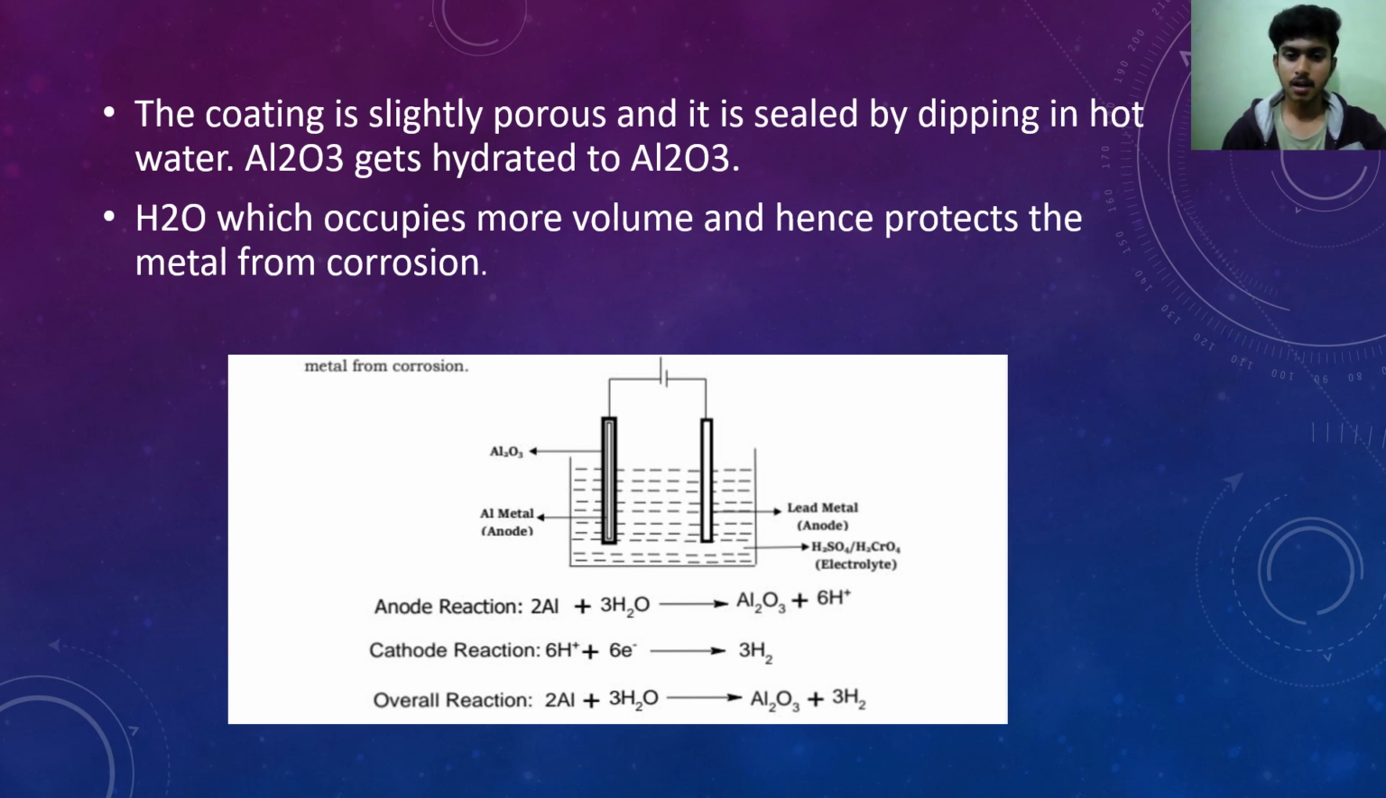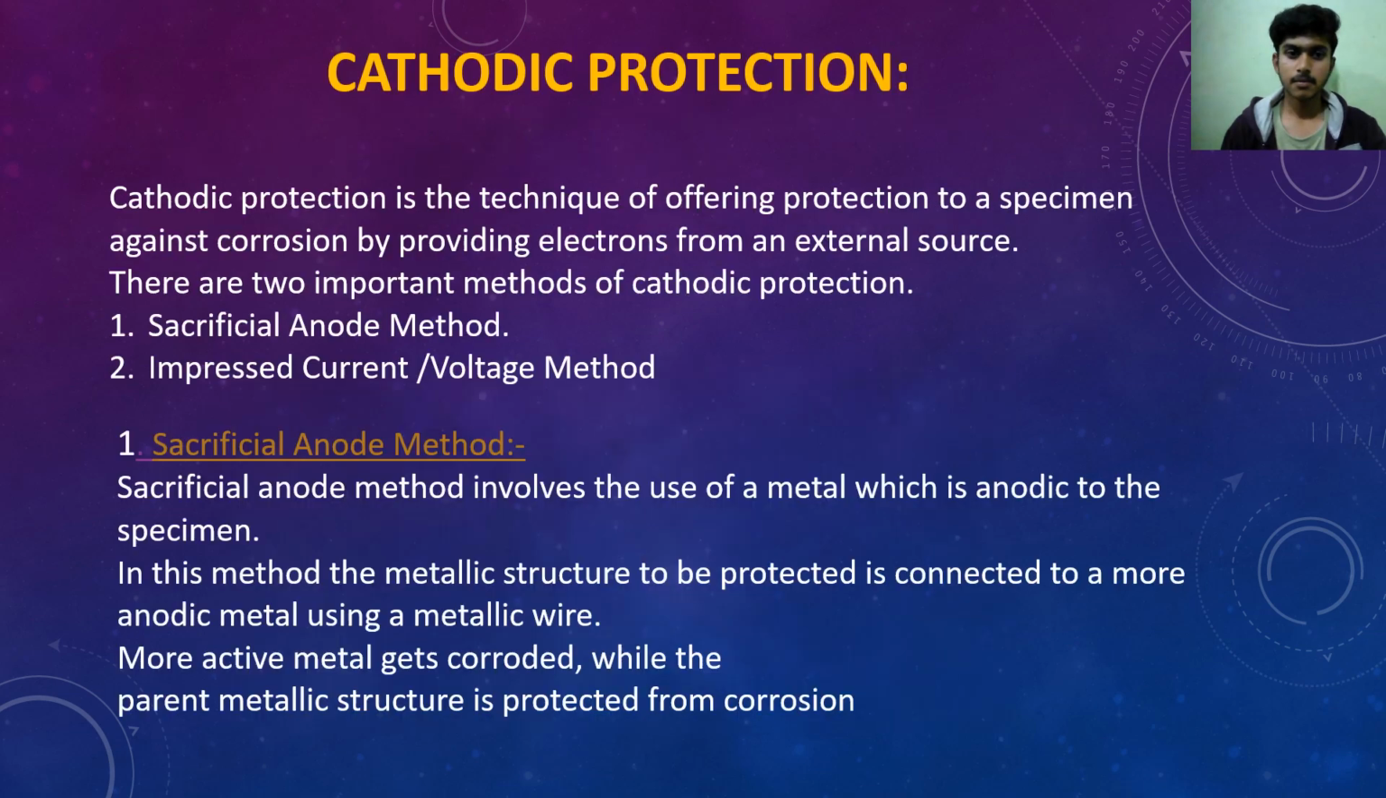Here you can see the reaction of a metal dipped in an electrolytic solution. Cathodic protection. Cathodic protection is a technique of offering protection to a specimen against corrosion by providing electrons from an external source. There are two important methods of cathodic protection. Firstly, the sacrificial anode method. Second one, the impressed current or voltage method.